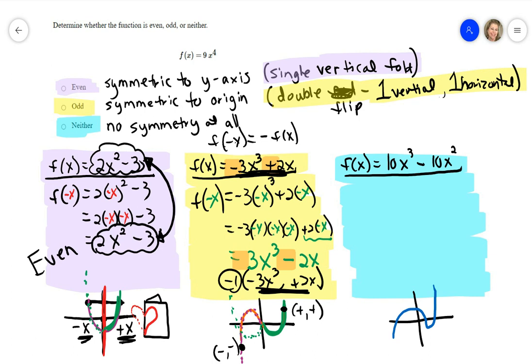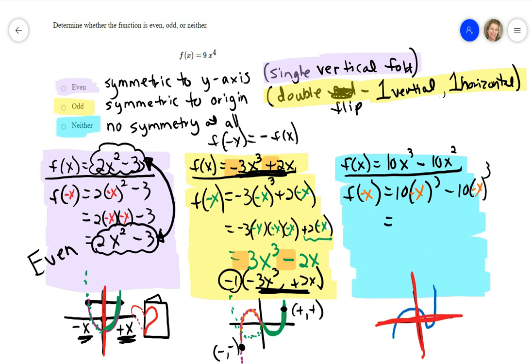And then the last one, I just made this up, and I don't even know if that's really what the graph looks like, but you can tell that if you were to fold it along the y-axis, there's clearly no symmetry there. And if you did a double flip, once around the y and then once around the x, that doesn't match up either. So it's just not. And what will happen is you'll do the same thing on this. You'll replace it with a negative x and do the math.